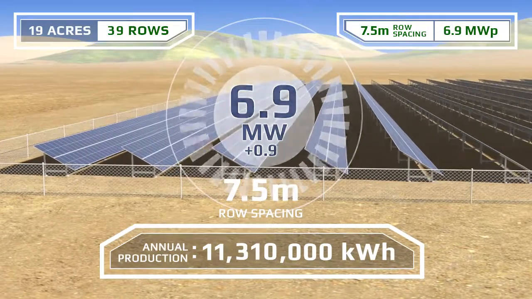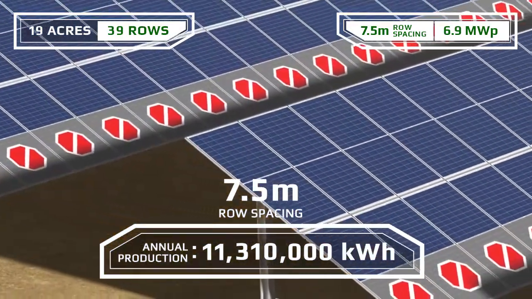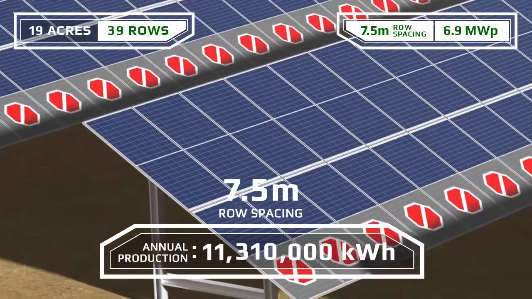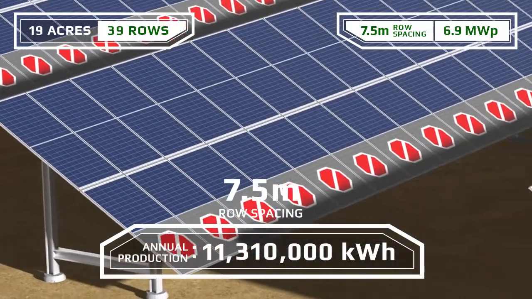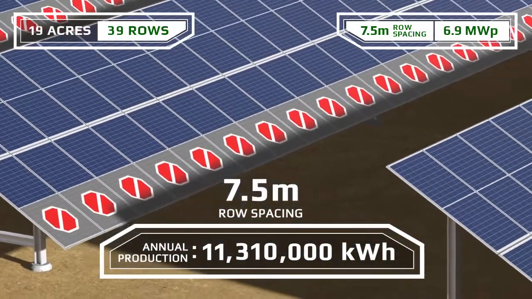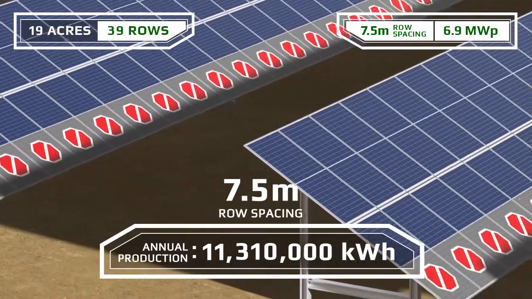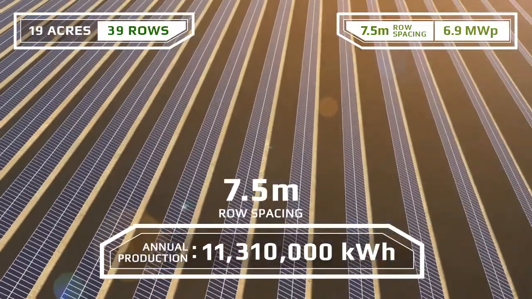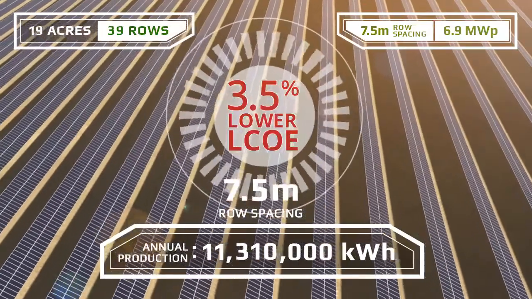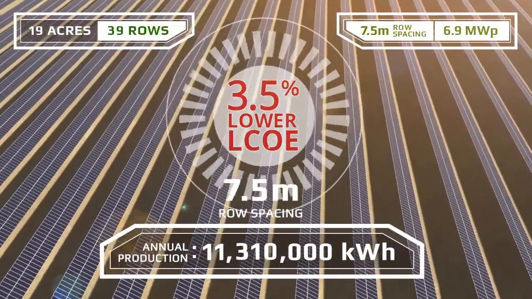At the beginning and end of the day when shading occurs, the top halves of the modules are still producing power, even when the bottom halves are partially shaded. Factoring in the additional equipment cost, COO modules deliver a 3.5% lower LCOE.